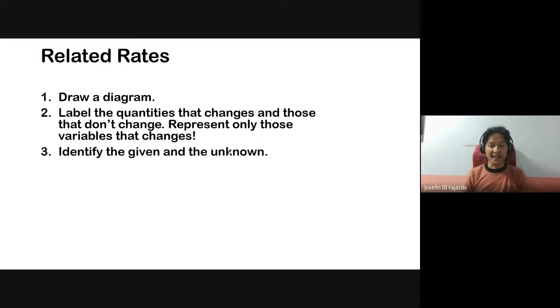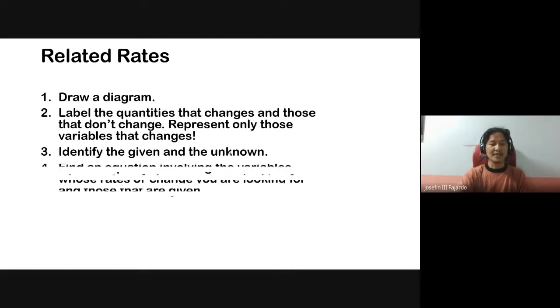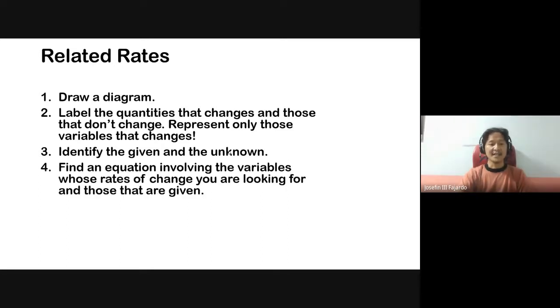Identify the given and the unknown. Okay, so that's, I think, very basic. Next is, we find an equation involving the variables whose rate of change you are looking for and those that are given. So, kunwari, dun sa ladder problem natin, kailangan nating i-consider yung rate of change, kunwari, ng pagbaba, pag-ikli ng height ng top ng ladder.